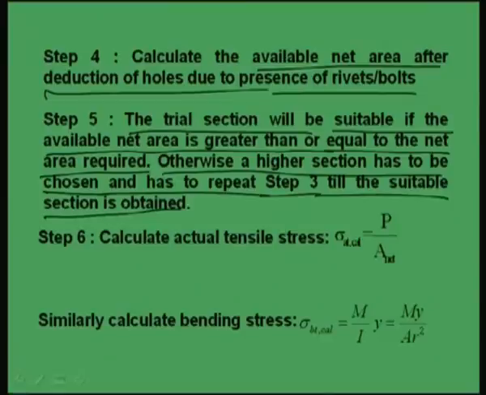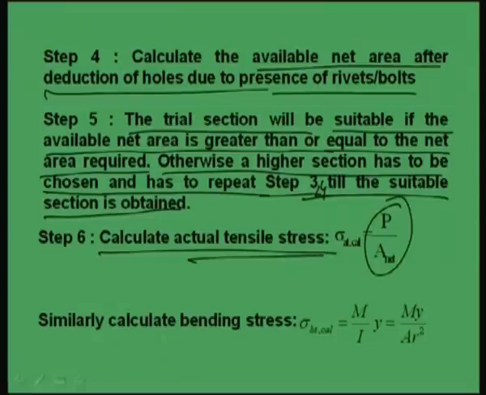Okay. So, if this condition does not satisfy, then we have to choose a higher section and again repeat step 3 and 4 till the suitable section is obtained. Then what we will do? Then we will find out the actual tensile stress, sigma AT calculated, which will become P by A net, because P is the axial force. So, sigma AT, the axial stress, will become P by A net. So, actual tensile stress we can calculate.